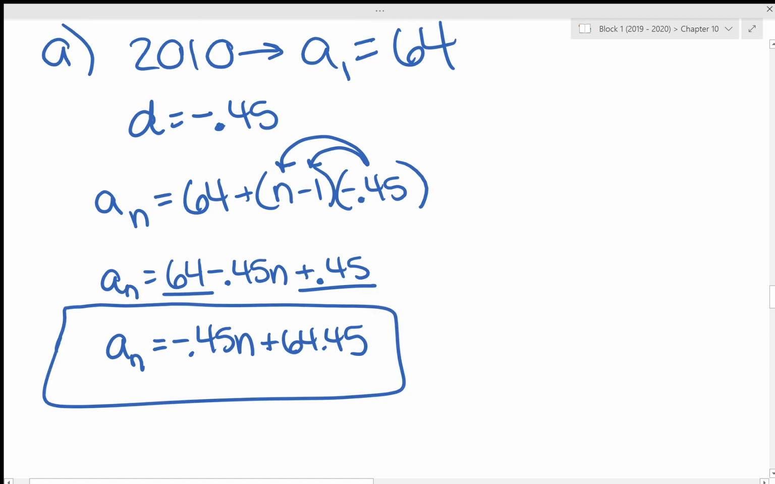And now that I have a general term, I can use this to find any projection for any year.